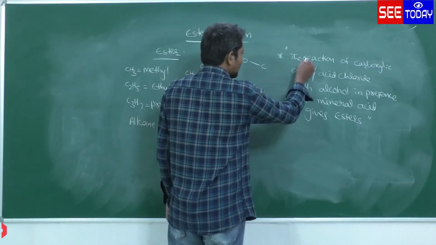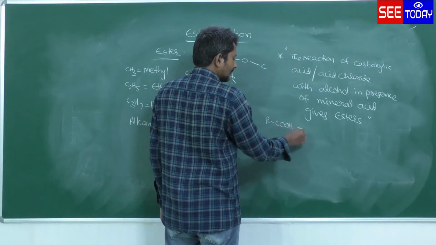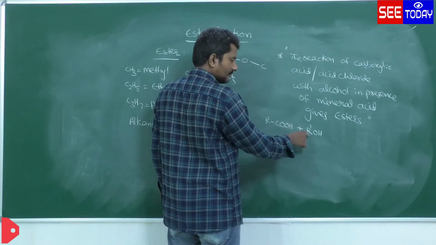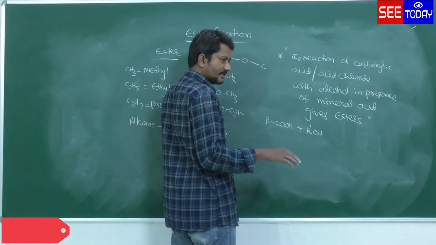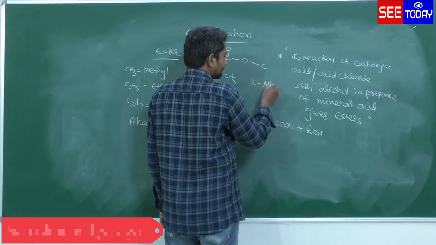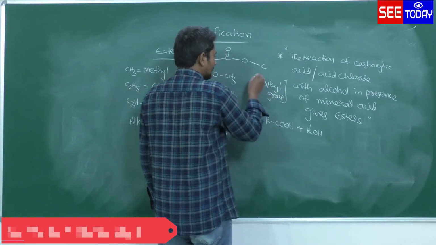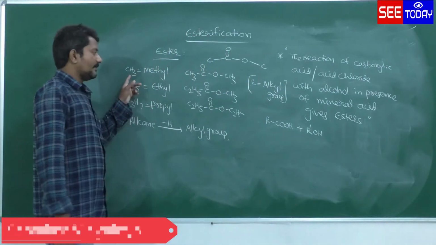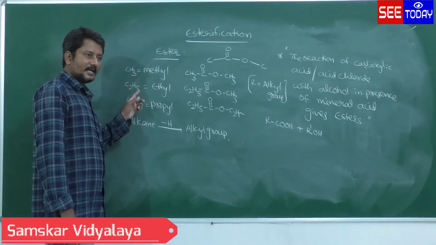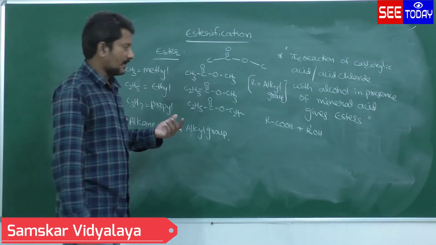See here I am taking RCOOH, carboxylic acid, with alcohol, R prime OH. Both are not the same, that's why I am taking R prime. You can also take the same alkyl groups. R is nothing but the alkyl group. What is that alkyl group? If instead of R you take CH3, methyl. Instead of R, if you take C2H5, ethyl. Instead of R, if you take C3H7, propyl. So that is an alkyl group.